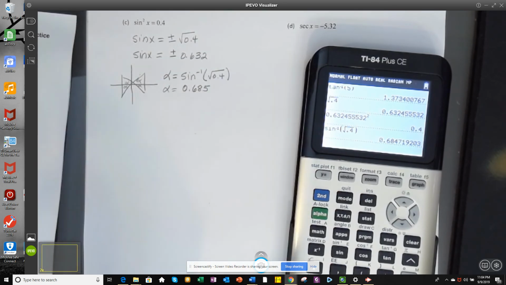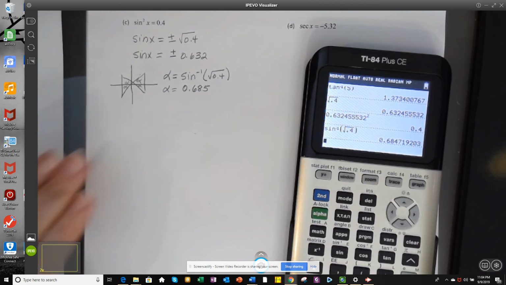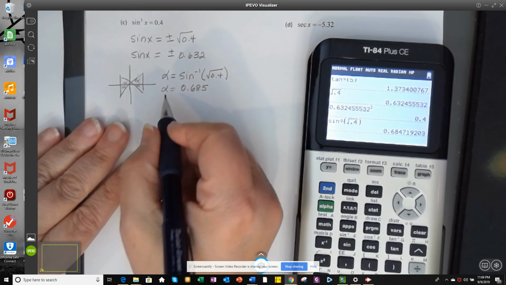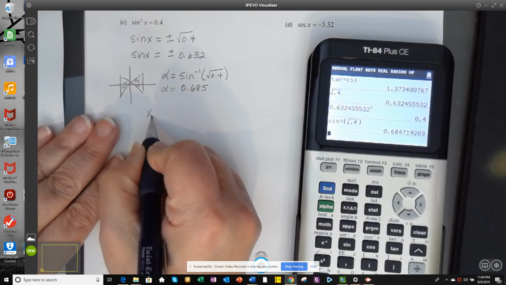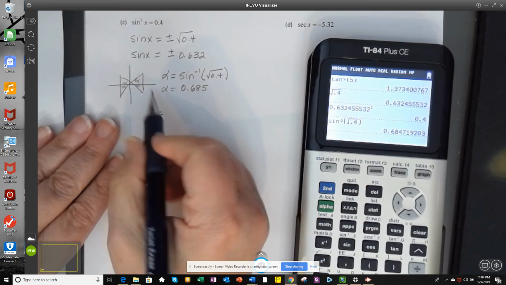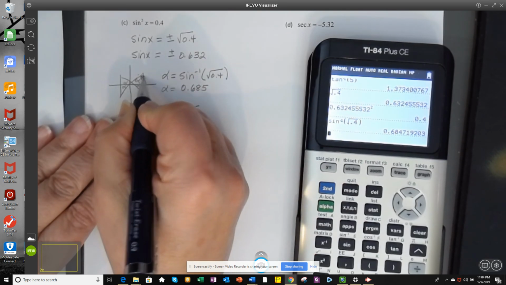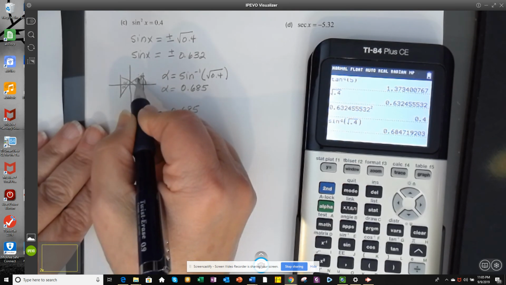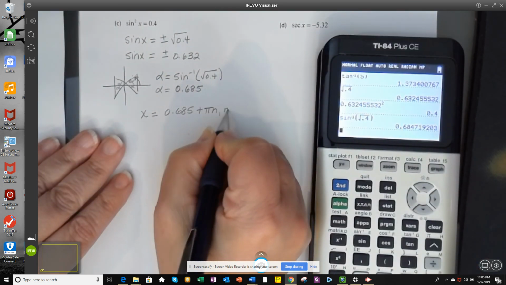0.685. We round to 3 decimal places. All right. So now I'm going to challenge us here to answer in one statement: if I say 0.685, which would be the first quadrant solution here, how far to the next solution? It would be pi, right? And if I added pi, I'd get another solution. I'd add another pi, get another solution, and so on. So I could say plus pi n for one of mine.